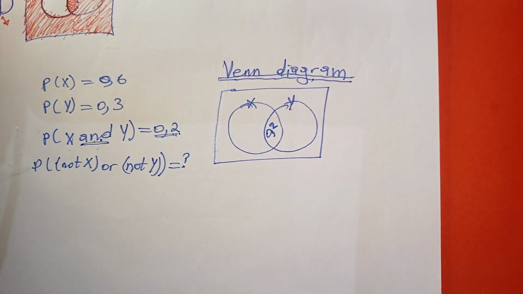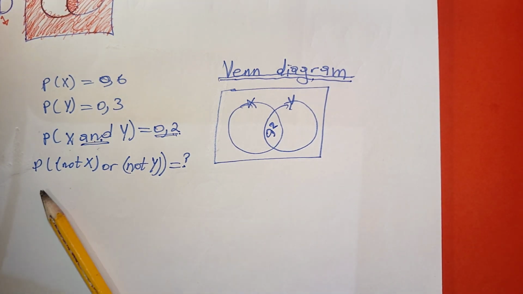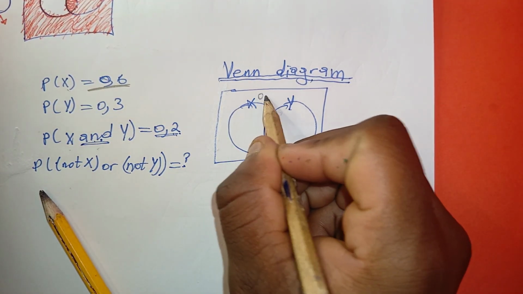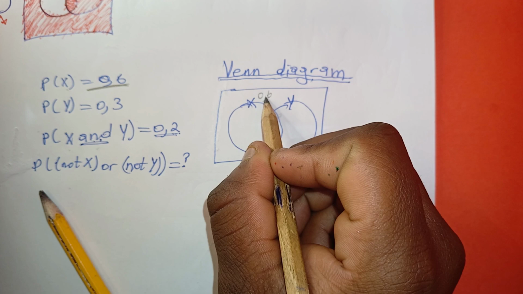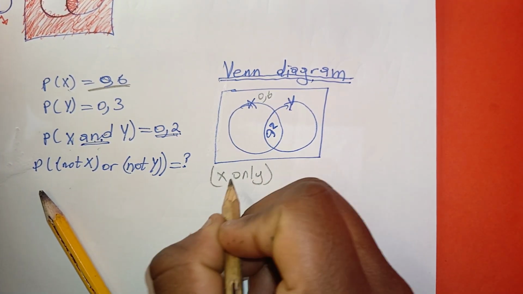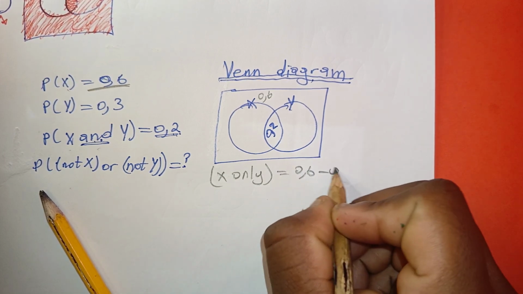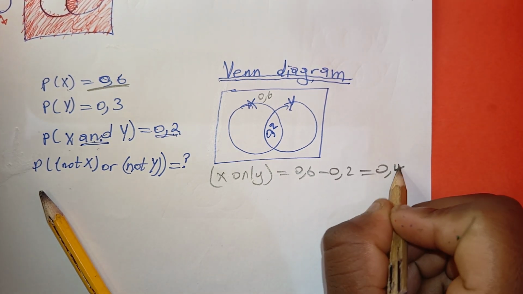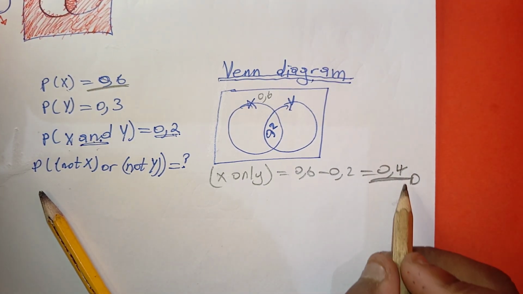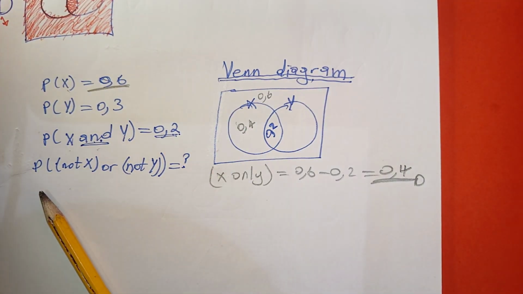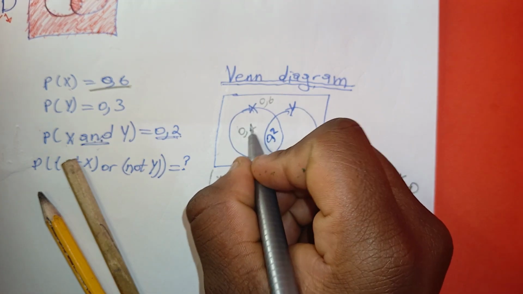So now what you should notice here is that they told you that the probability of x is 0,6, and that 0,6 will help you to get x only. So x only is 0,6 minus 0,2, which is 0,4. Do you see? And that 0,4 now will be here, 0,4. So there we got 0,4.